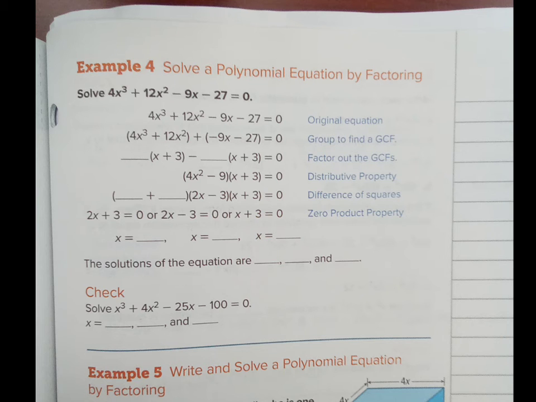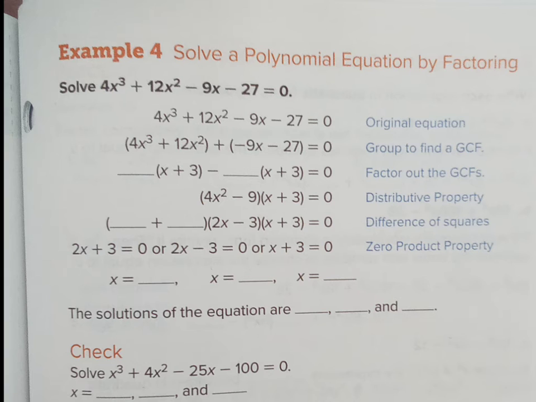Much easier than that other one, because it's in descending order. There's only one variable. So once you start grouping, what you're doing is factoring out the greatest common factor from each of your groupings. The biggest thing that comes out of 4x cubed and 12x squared should be a 4x. What's the biggest thing coming out of the negative 9x and the negative 27? Well, it's going to be a negative 9. Oops, that's a 4x squared, sorry.